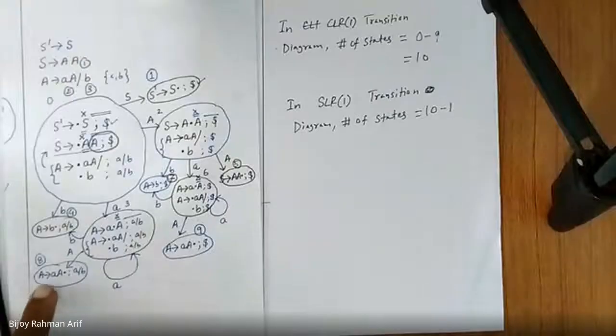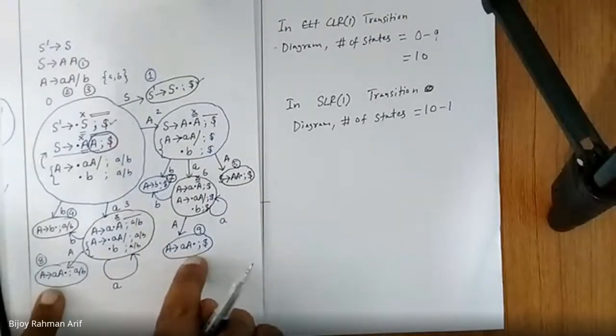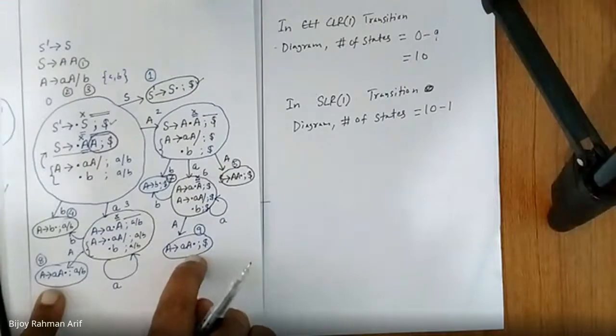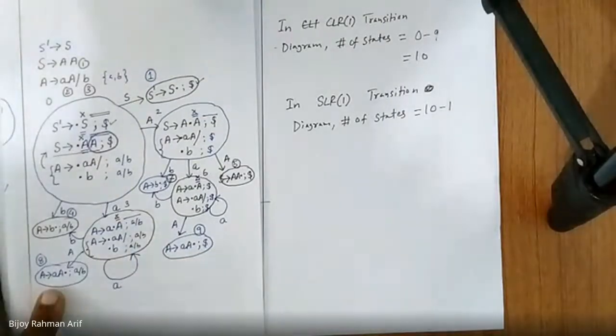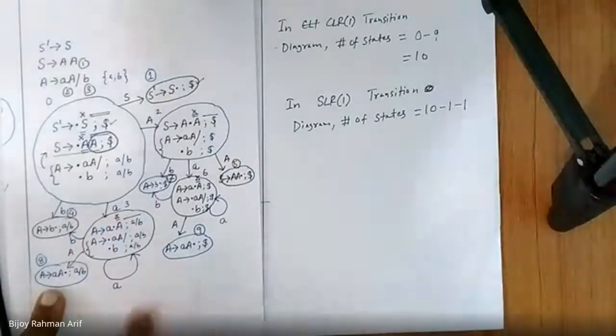How about this and this? They are the same state but different look ahead. So in SLR1, they are actually constituted to only one single state. So 10 minus 1. Okay.